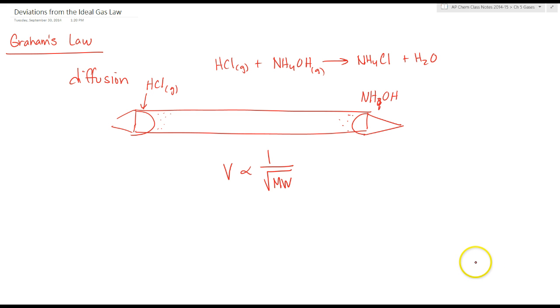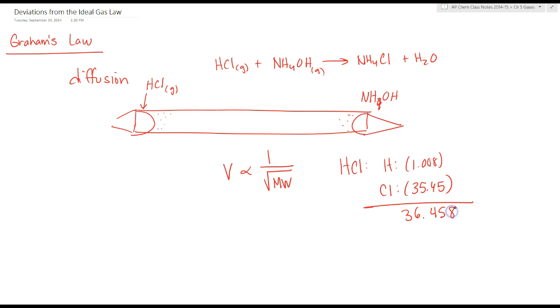Recall that the bigger the molecular weight, the slower the particles are going to travel. So we would anticipate that the molecule with the largest molecular weight would be the slowest, and therefore the reaction would happen closer to that one. So looking at hydrochloric acid, we have hydrogen and chlorine, which have a molecular weight of 36.458.